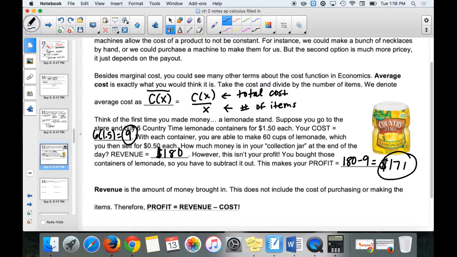So revenue is the amount of money that you brought in. At the lemonade stand, it's the amount of money that's in the jar at the end of the day. This does not include the cost of purchasing the lemonade or making the item. So your profit is equal to your revenue minus your cost. Does that make sense? Revenue, cost, profit.